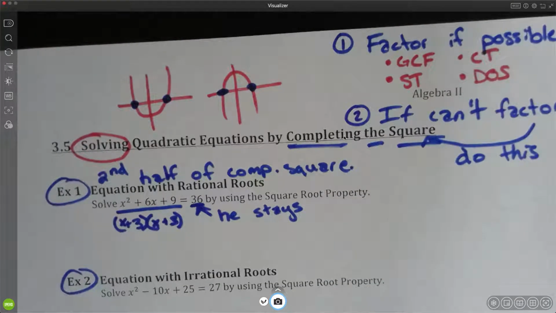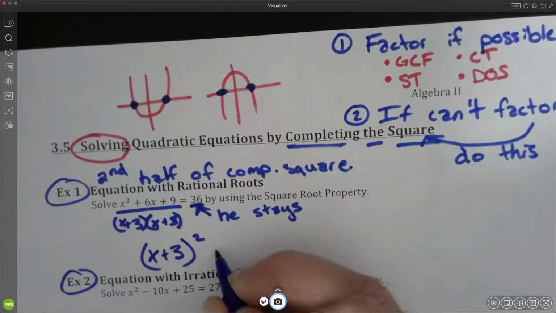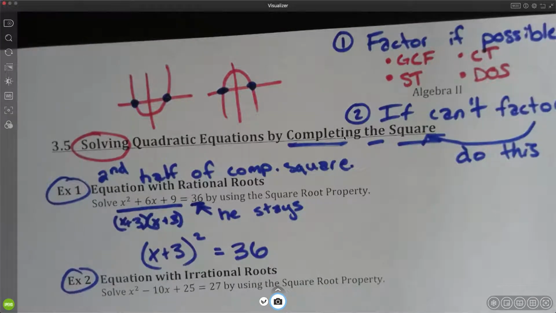Okay, but if you have x plus 3 times x plus 3, what's another way of writing that? x plus 3 squared, right? And that is equal to what? 36. 36 is on the other side. We're almost there. So x plus 3 squared, because it's x plus 3 times x plus 3.